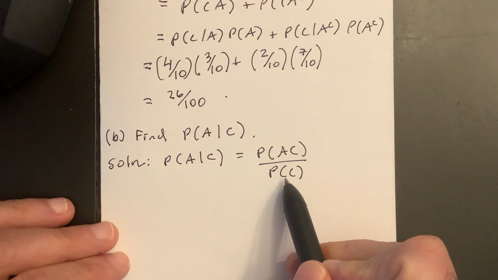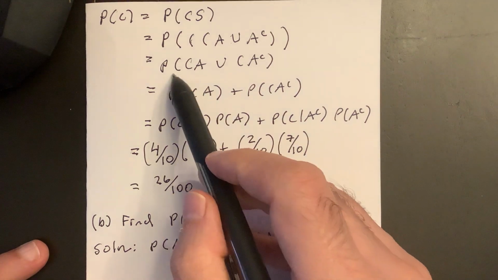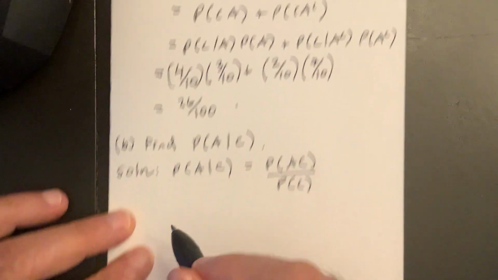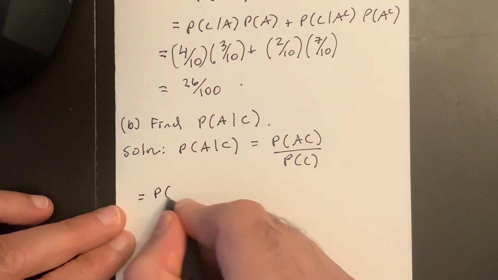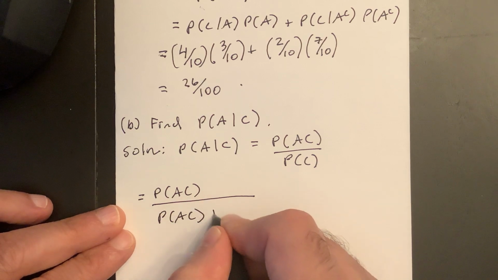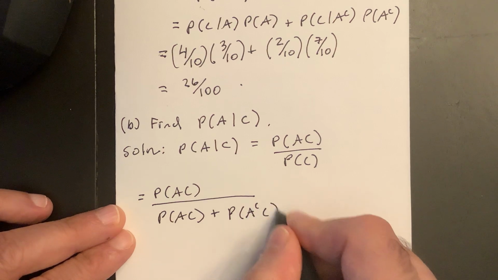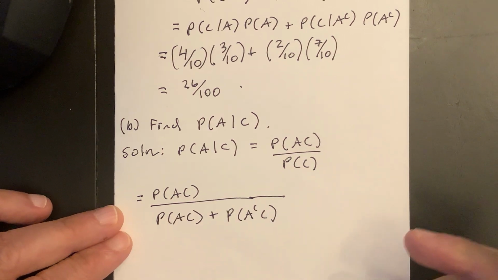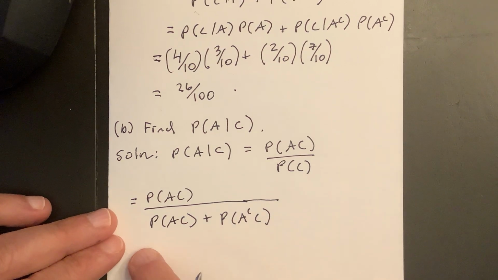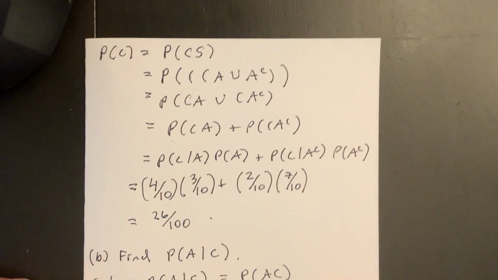And now P(C), we already saw up here, we wrote P(C) as the union here, or really as the sum of these two because they're mutually exclusive. So this is equal to P(A∩C) over P(A∩C) plus P(A complement ∩ C), right? Because that's just P(C). And in fact, each of these we can do by conditioning. We did them up here already, right?